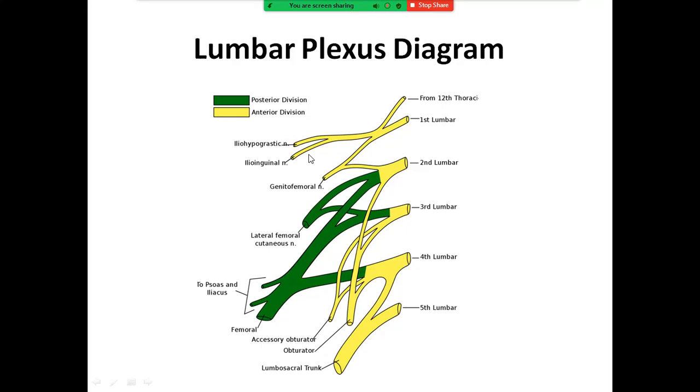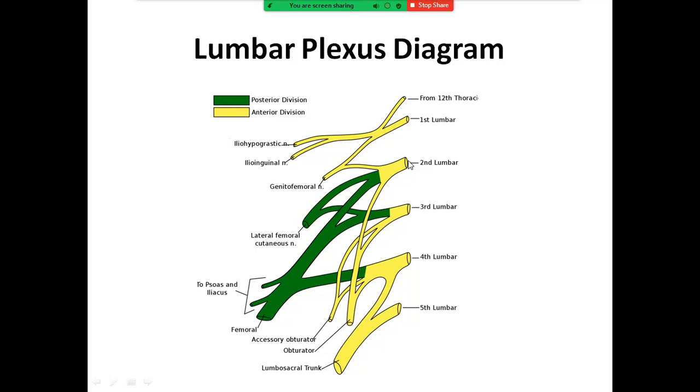To remember this easily, just go over the alphabetical order. H comes first and I comes second. So the L1 lumbar nerve gives a branch to two nerves. It is iliohypogastric nerve and ilioinguinal nerve.